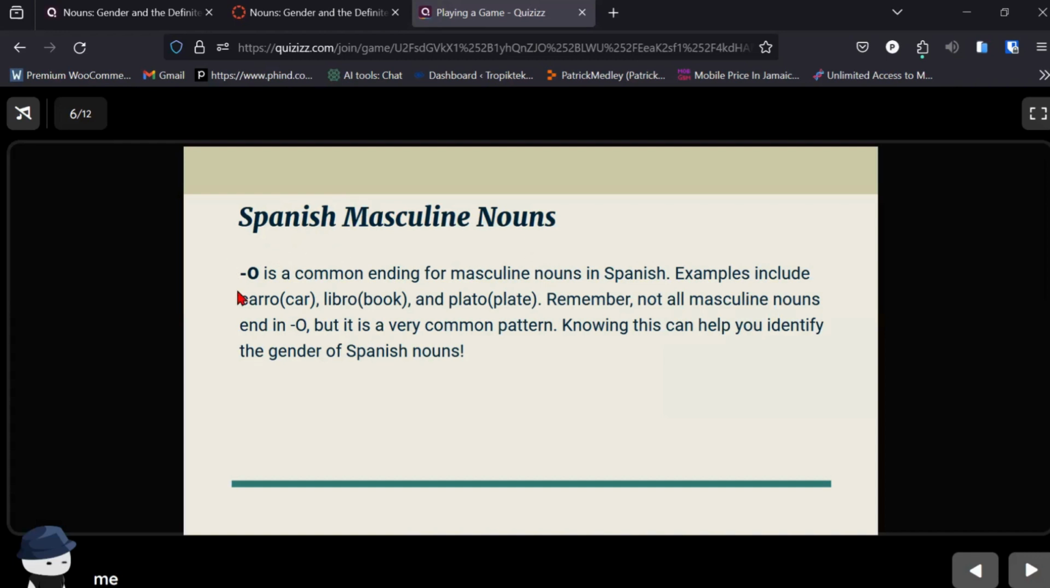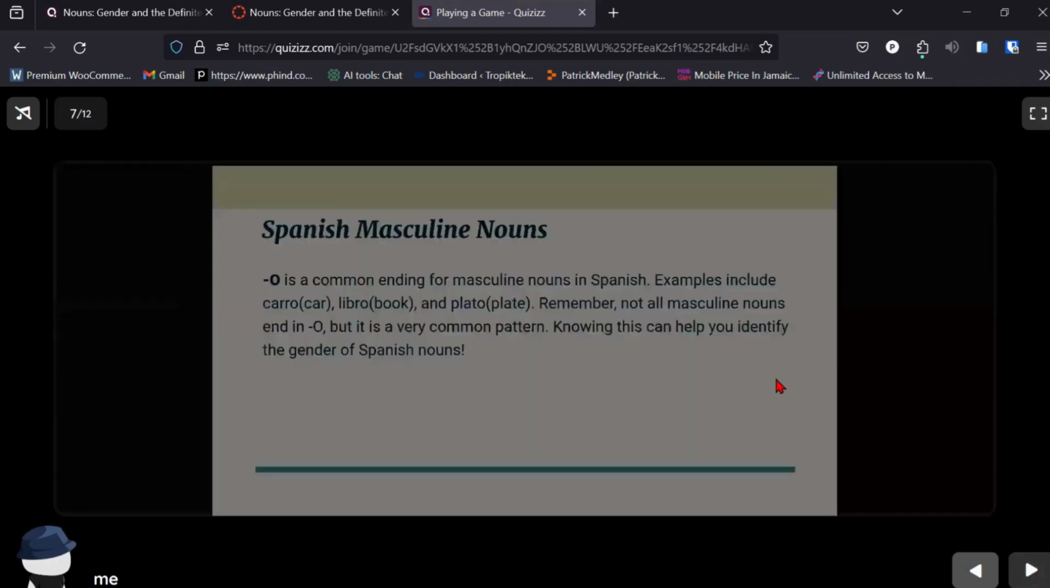Okay, so Spanish masculine nouns. O is a common ending for masculine nouns in Spanish. Examples include carro, which is car, libro, which is book, and plato, which is plate. Remember, not all masculine nouns end in O, but it is a very common pattern. Knowing this can help you identify the gender of Spanish nouns. Okay, so O, the most common ending for masculine nouns. Please remember that. Don't just jump and assume that because it ends in O, that it is masculine, but it is the most common. Okay, so remember that.